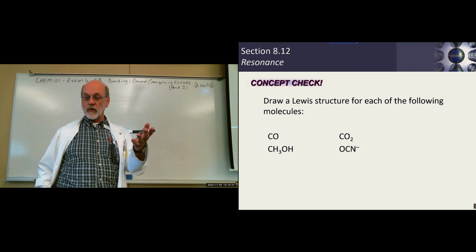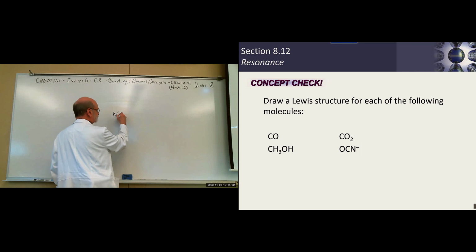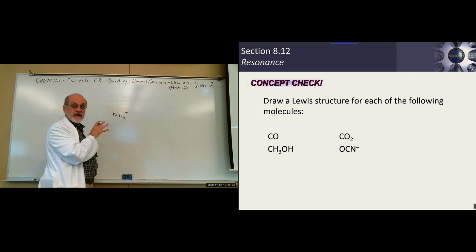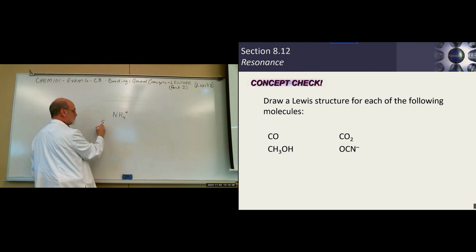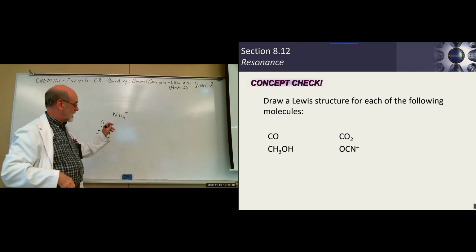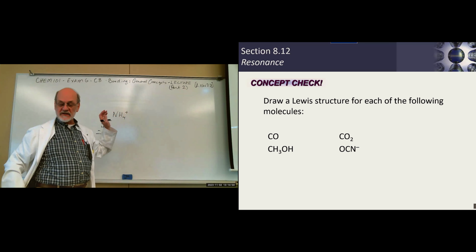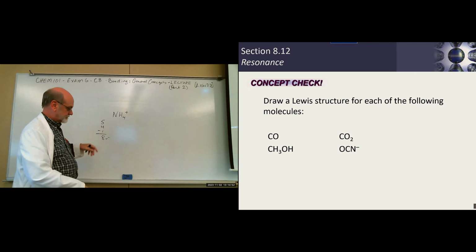For example, if we drew the ammonium ion, right? This would have 5 for nitrogen and 4 for hydrogen, minus 1 for that charge, right? And that would be 8 electrons. So you position 8 electrons in their proper place to make that molecule.